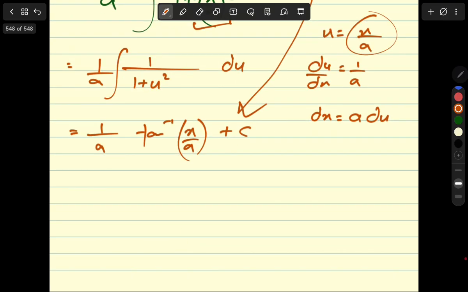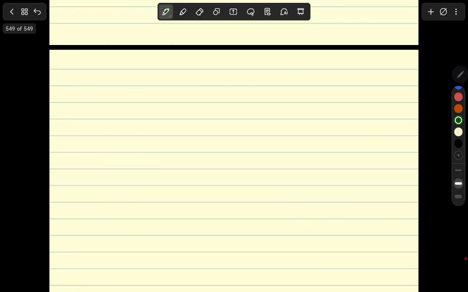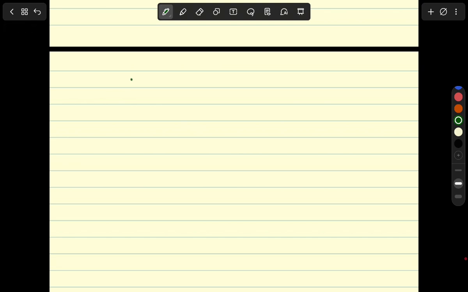Now, if you are given to integrate, let me change color, 1 upon x squared plus 16, you know that 16 is the square of 4. So the answer is going to be 1 upon 4 tan inverse of x upon 4 plus c. That's it. Now, what if instead I give you 1 upon x squared minus 6x plus 13 dx?